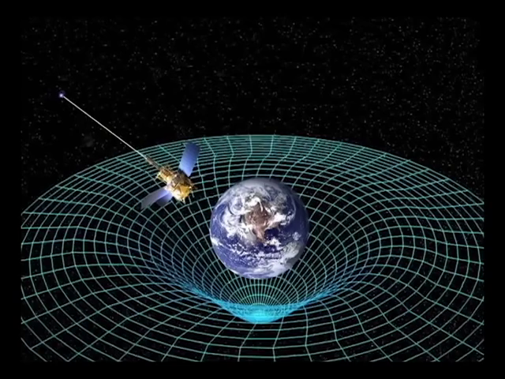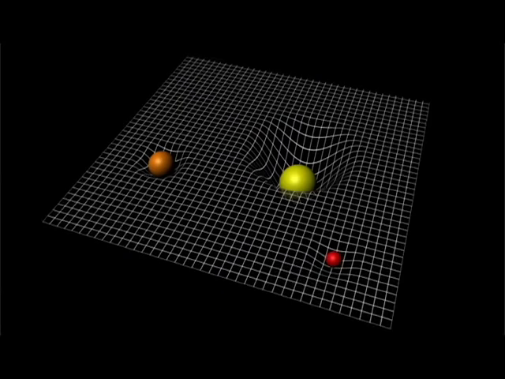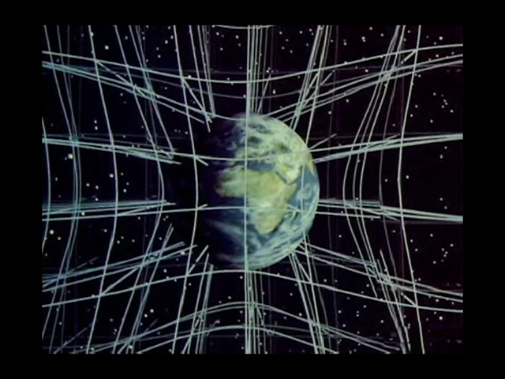Albert Einstein made two theories about relativity, the theory of special relativity and the theory of general relativity. I'm going to be talking about general relativity. But before we start, I'll have to explain spacetime.